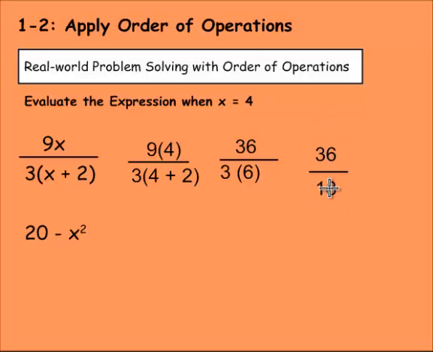And remember, this is an unfinished division problem. So 36 divided by 18, if you could do that in your calculator, that would give you 2. Now we have 20 minus x squared. So we just plug in the 4 for x as well. So we have 20 minus 4 squared. So 4 squared would be 16, so we do 20 minus 16 because we did exponents first before the subtraction. Then 20 minus 16 would be 4.